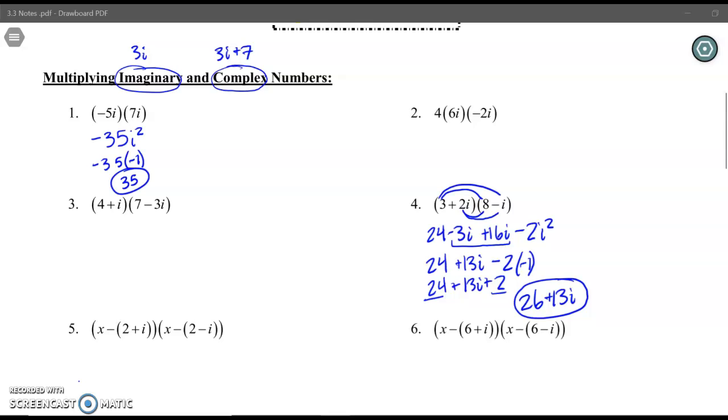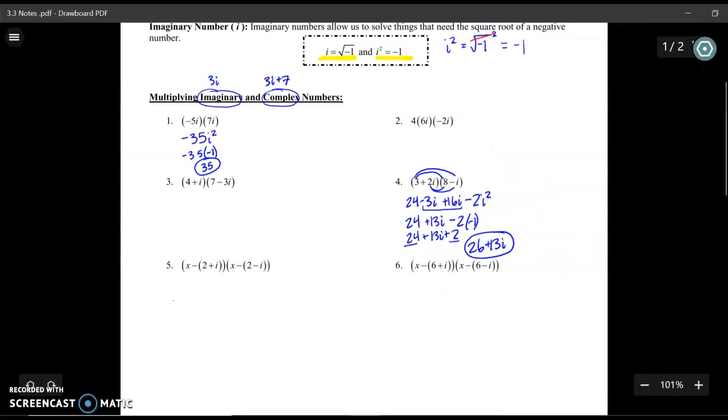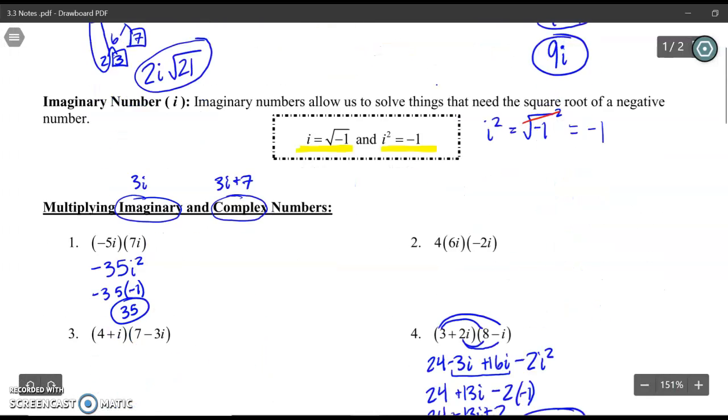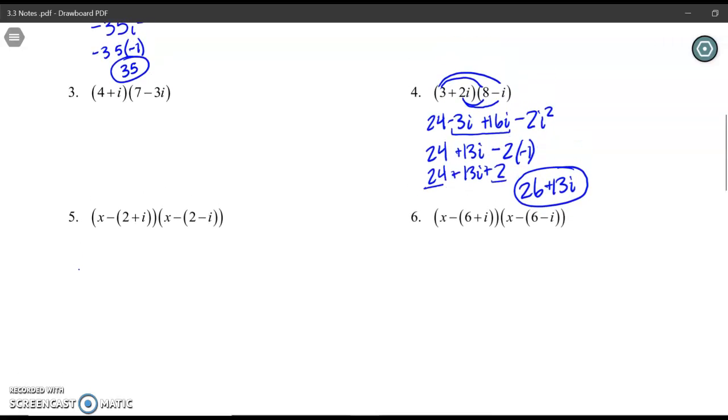Alright, now 5 and 6 look really funky. I know, we've got like double sets of parentheses. We're going to handle them the exact same way we were doing the other ones. Okay? So with number 5, I'm going to think about this 2 plus i and this 2 minus i kind of as their own term.